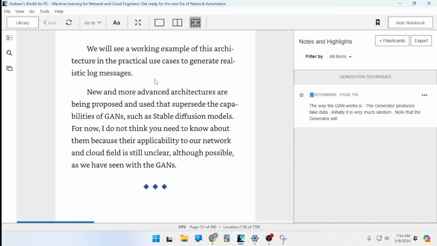New and more advanced architectures are being proposed and used that will supersede the capabilities of GANs, such as stable diffusion models. For now, I do not think you need to know about them because their applicability to our network and cloud field is still unclear, although possible, as we have seen with the GANs.